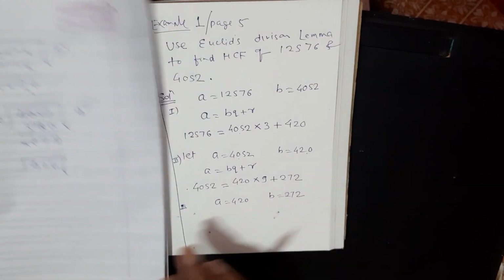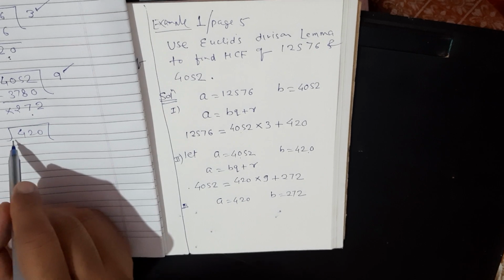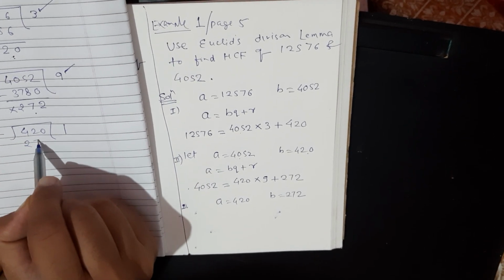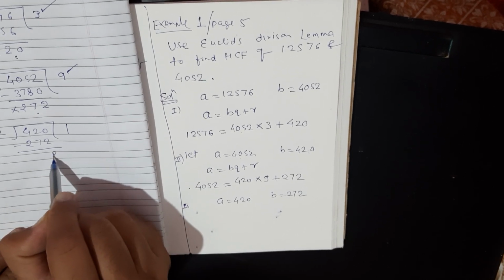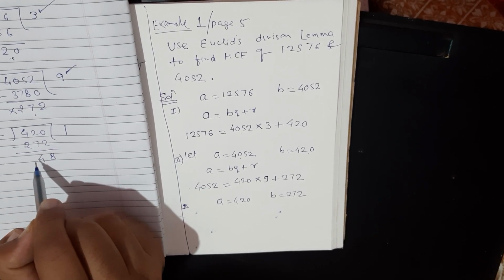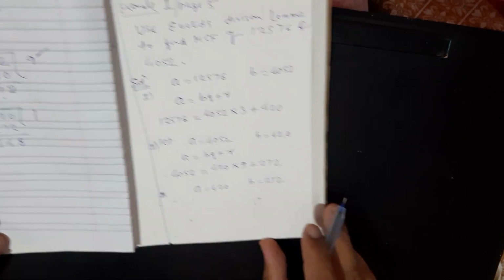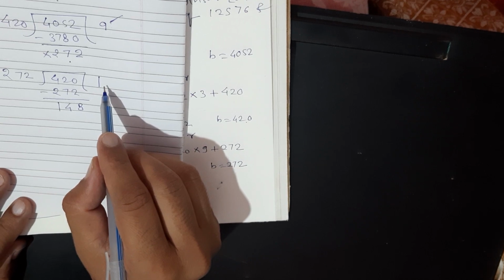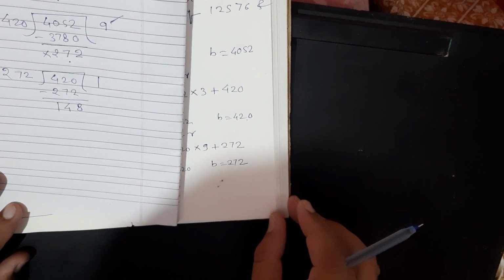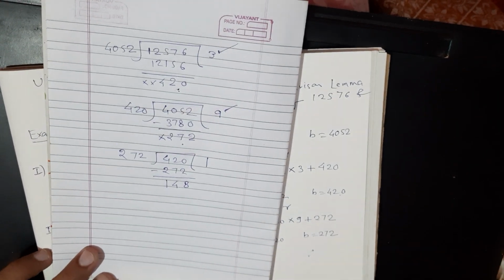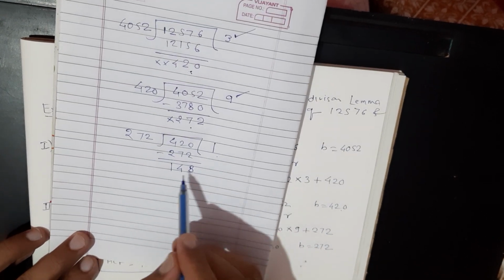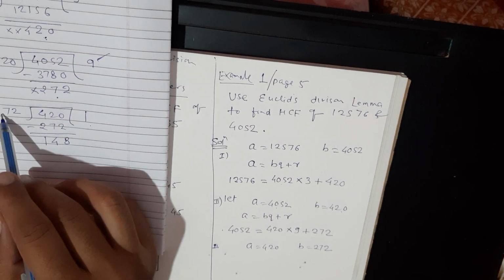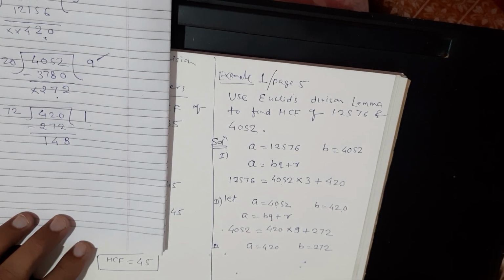In rough section, 420 divided by 272, this is by 1 time. You can see here the division, quotient is 1, remainder is 148, and as usual 420 and 272 are respectively dividend and divisor.